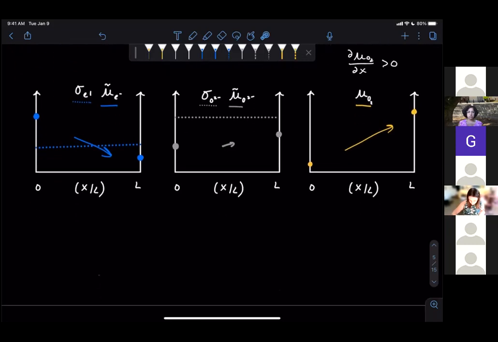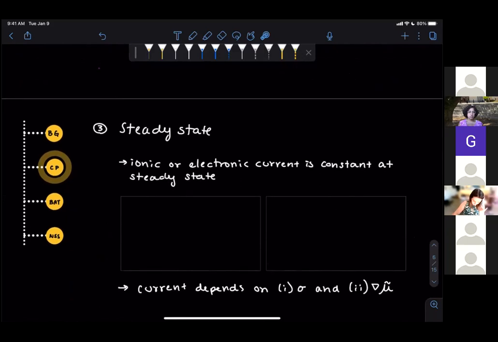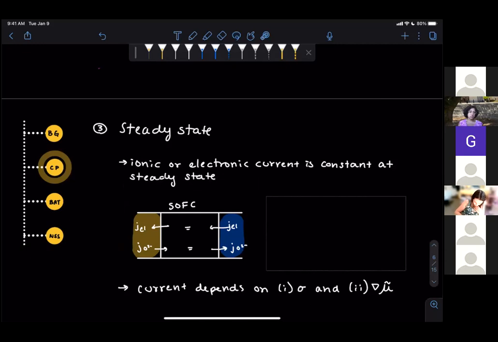So continuing on, we're going to start to look at steady state instead. The ionic or electronic current is going to be constant at steady state. So both are constant. They're not necessarily equal and opposite as we had in the OCV case. And so for the solid oxide fuel cell, we have that the electronic current going in and out is going to be equal, and the ionic current going in and out is going to be equal. I think I have the arrows reversed here, but it's the same idea.